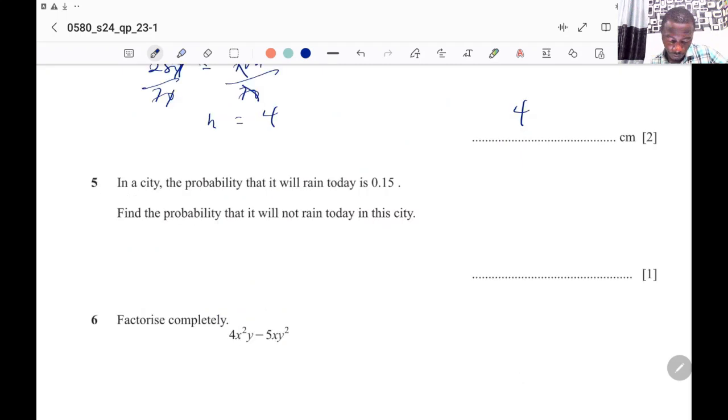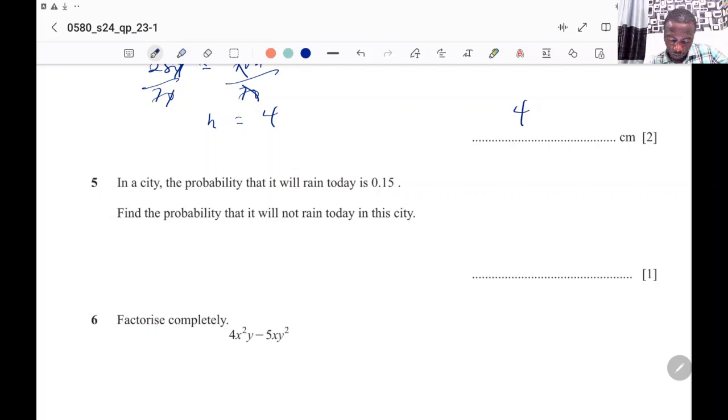Question number 5. In the city, the probability that it will rain today is 0.15. Find the probability that it will not rain today in the city. The probability that something will happen is 1, and that something will not happen is 0. So since it rains, something actually happened.